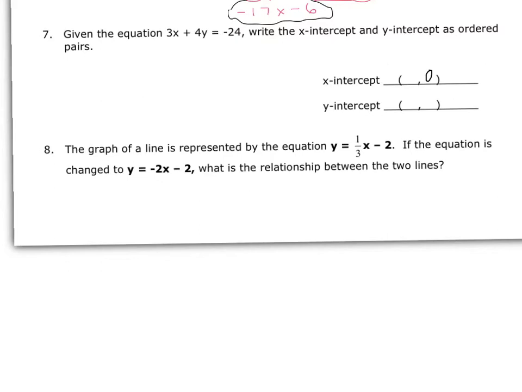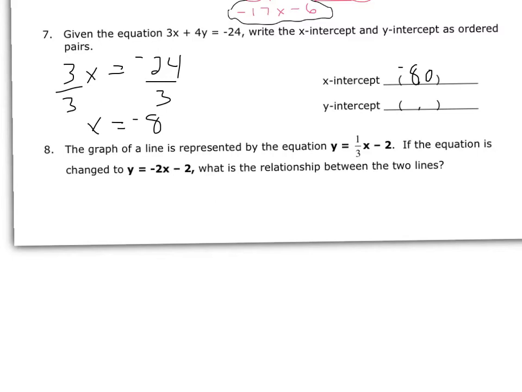I'm going to write 0 over here for the y value, and I'm going to solve for x. So if I substitute the 0 in right here for y, 4 times 0 is 0, so it's like that's not even there. Okay, so I'm going to rewrite the problem as 3x equals negative 24. And I am going to solve for x now by dividing by 3. And x is equal to negative 8. So I'm going to put negative 8 here.